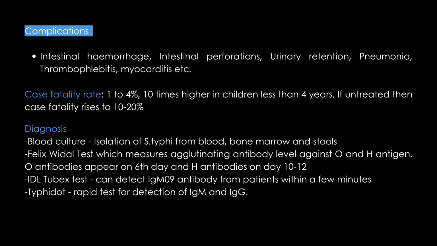For diagnosis, the gold standard is blood culture, where Salmonella typhi can be isolated from blood, bone marrow or stool. The Vidal test is also commonly used. Vidal test detects antibodies against the O and H antigen. The O antibody appears around the 6th day and H antibody appears by the 10th to 12th day of illness. There are also rapid diagnostic tests like the IDL Tubex test, which detects the IgM antibodies within minutes, and Typhidot, which detects both IgM and IgG antibodies.